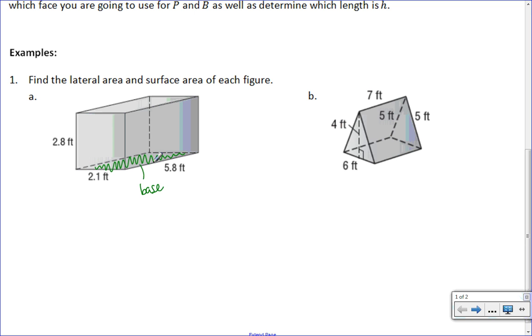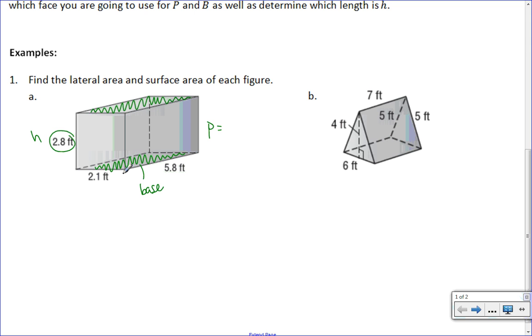Okay, now the other base is this one up here that's congruent to it. And remember, to find the height, you want to find the length that is the distance between those two bases. So it's not this, and it's not this, it's this distance. This is h. Okay, so now let's go ahead and find the perimeter of the base.